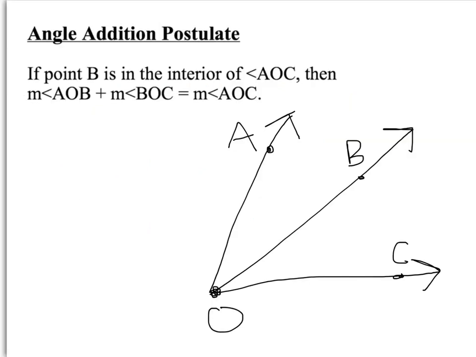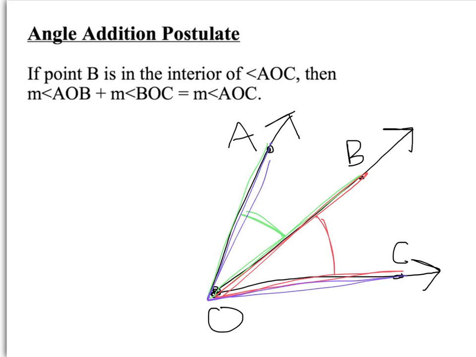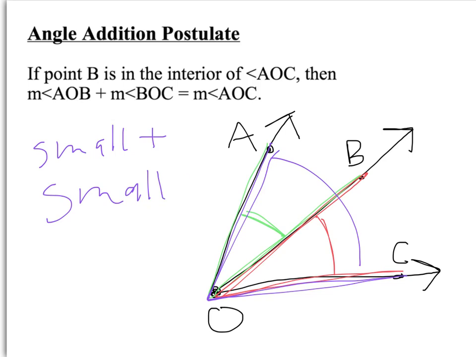So now we have an angle addition postulate. So what this is saying is this small angle AOB right here plus the other small angle there, BOC, this angle right here, is going to be equal to my larger angle, which would be AOC. Another way to think of this would be small plus small equals big. So the big angle is always going to be equal to the 2 smaller parts.